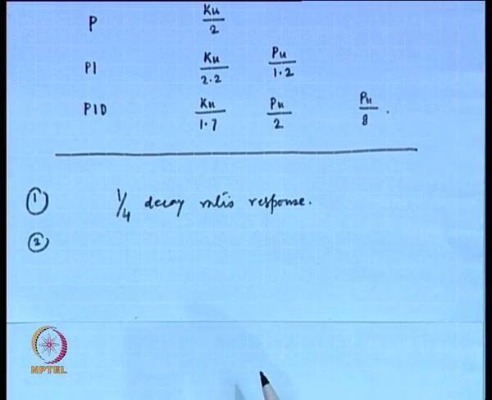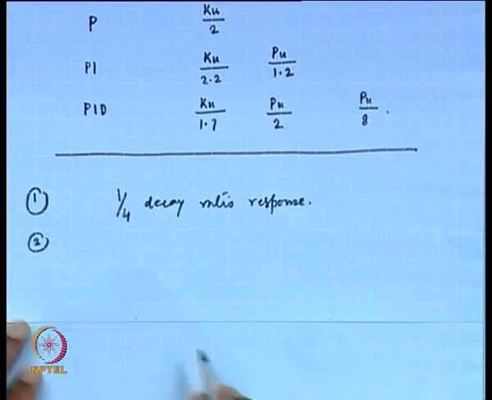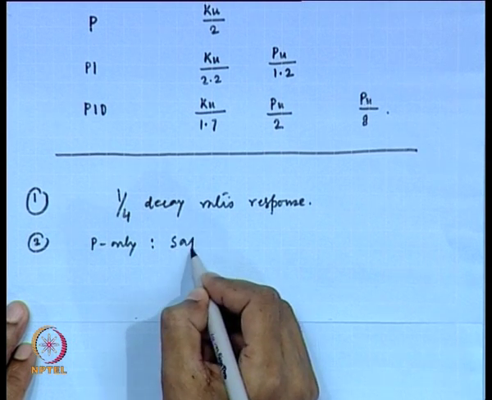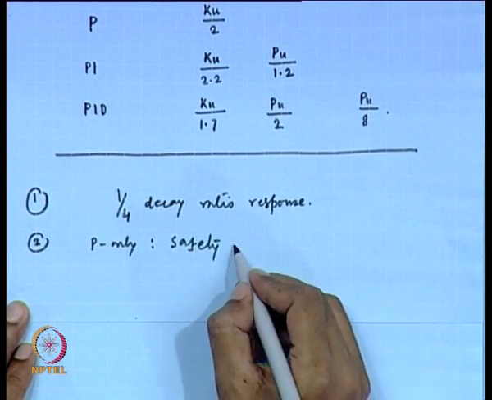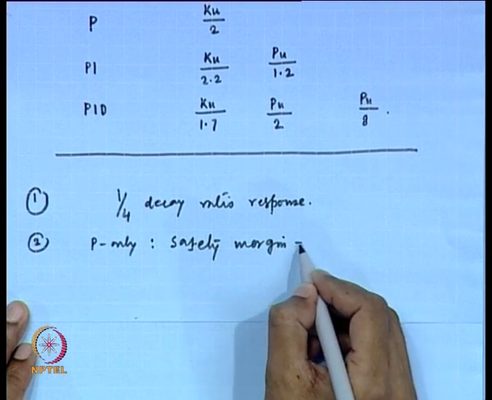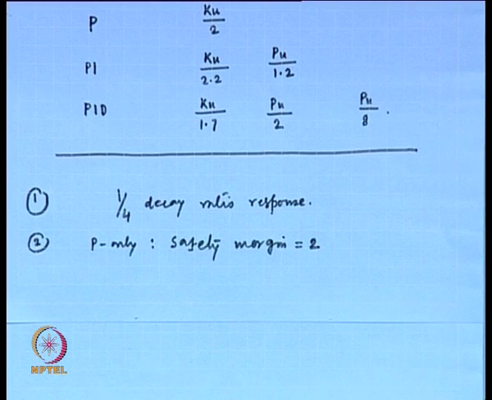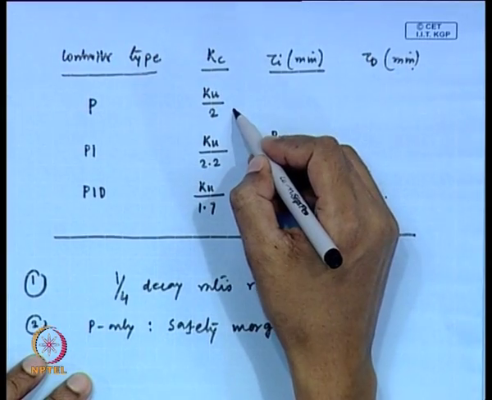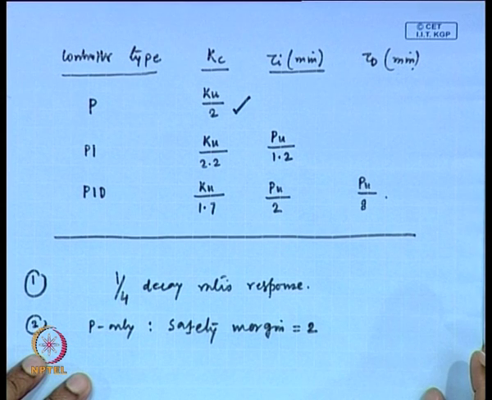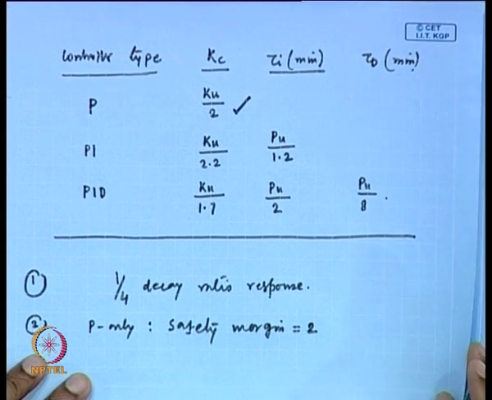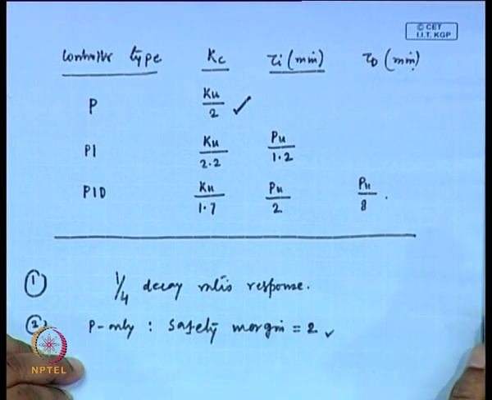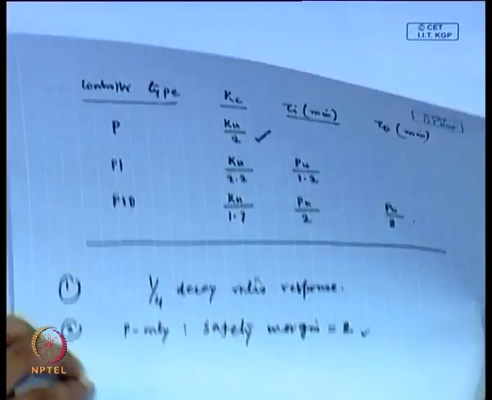Secondly, for P only controller, the safety margin is 2, because Kc is equal to half of the stability limit. You see here, Kc is equal to half of the stability limit, that is Ku divided by 2. Therefore, the safety margin for P only controller is 2.